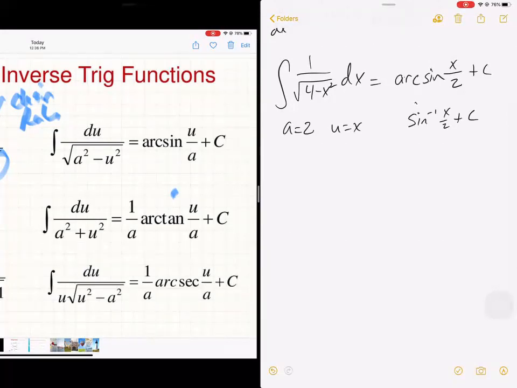What if the problem changes? If I write the integral of 1 over the square root of 9 minus x squared, is that arcsine, arctan, or arcsecant? Well, constant first is going to be sine, so it's sine inverse. a is 3, u is x. That's a straight identity, so it's sine inverse of x over 3 plus c.